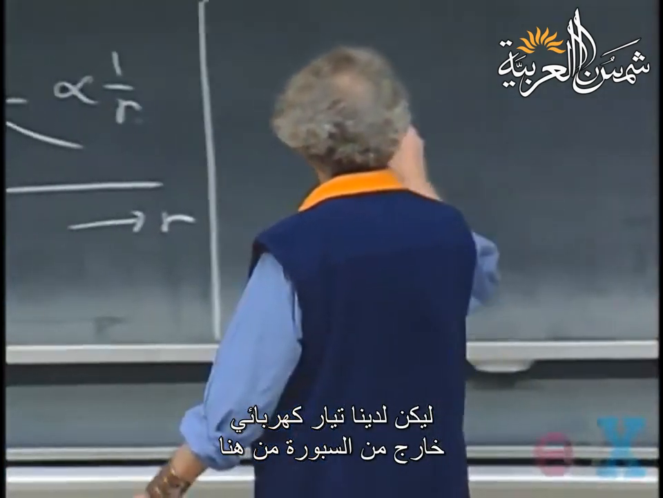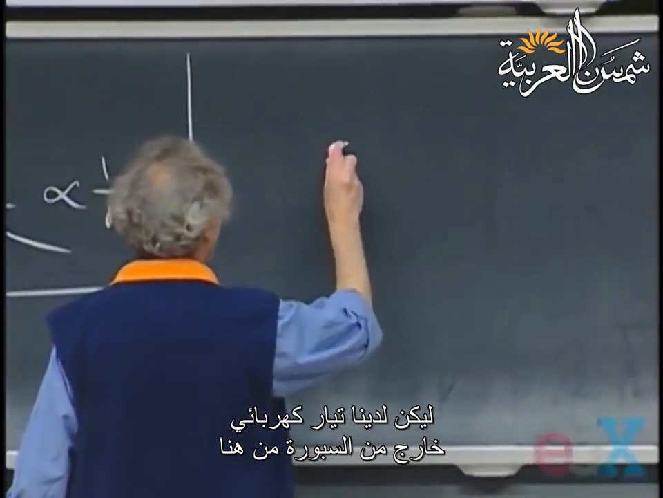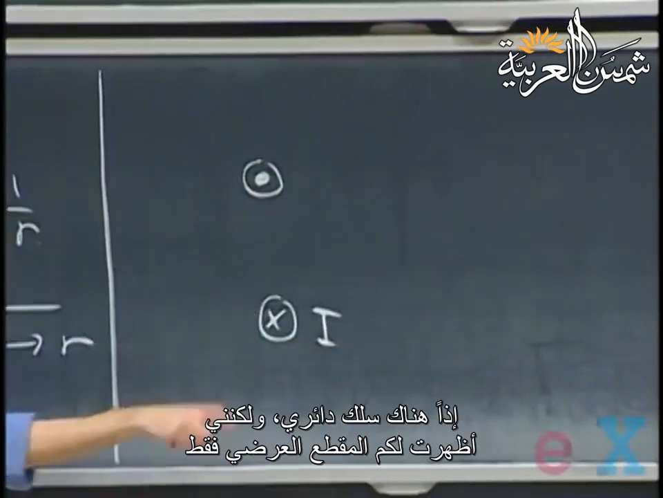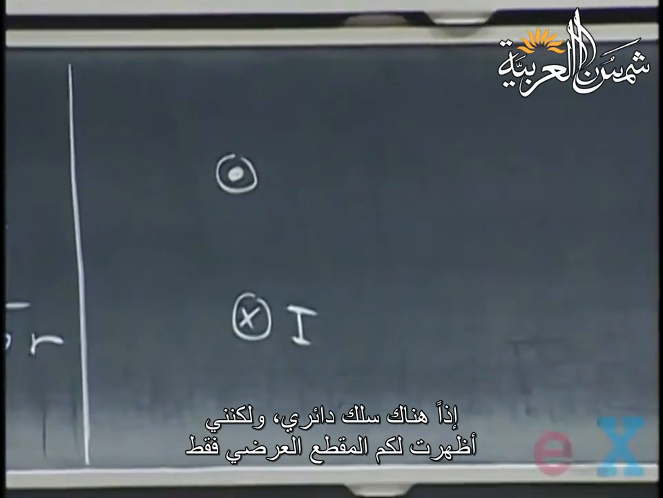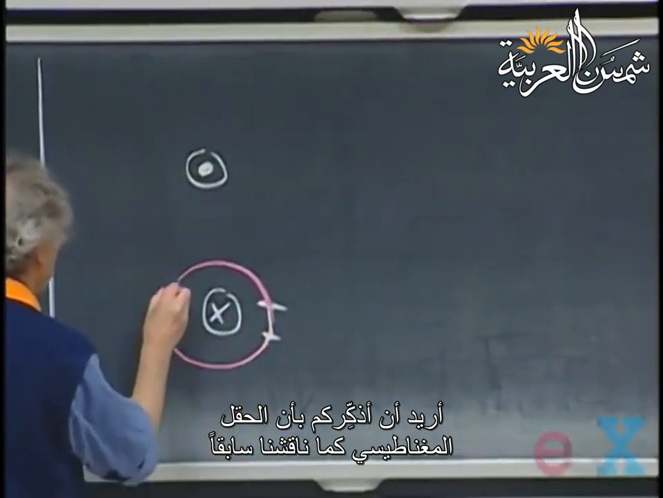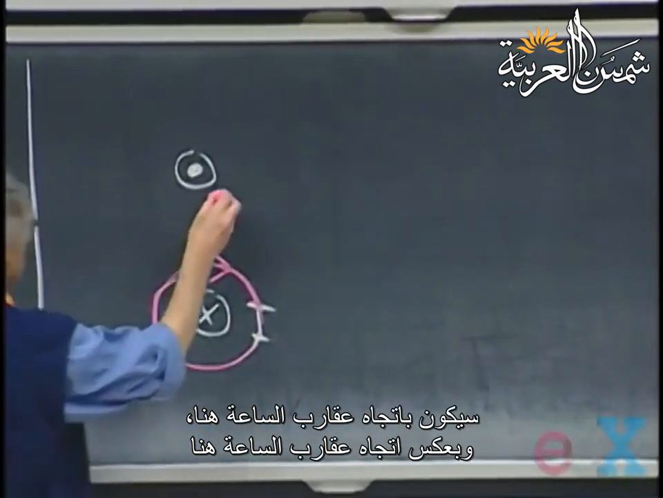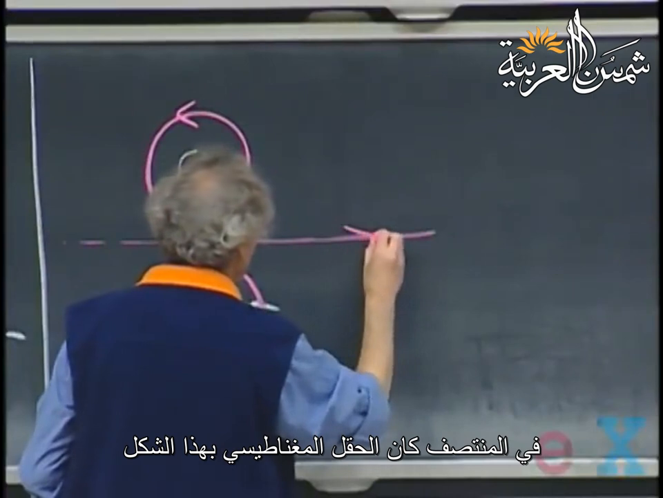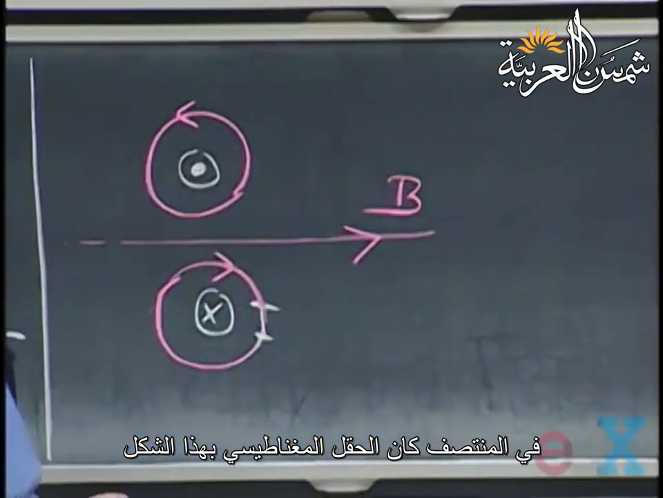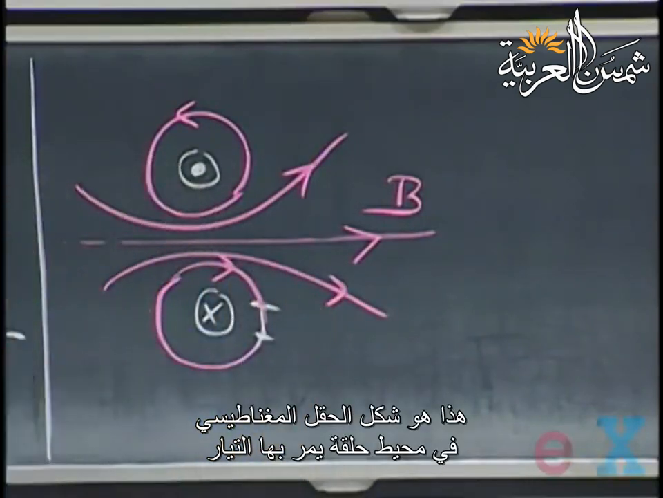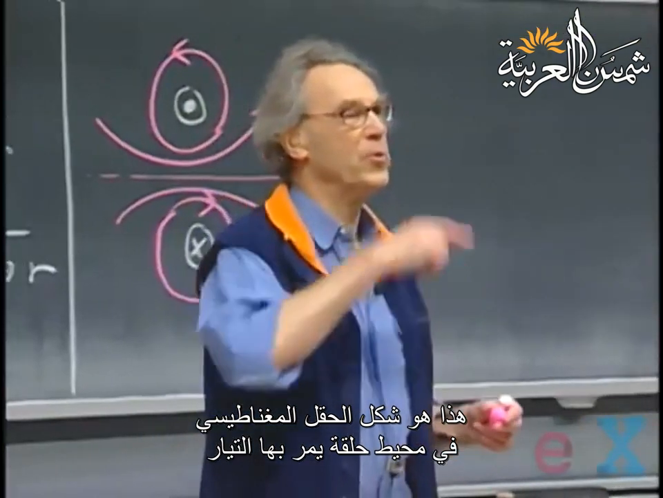I want to remind you that if we had a nice current loop, with current coming out of the blackboard here and going into the blackboard there, so it is a circular wire but I only show you the cross-section, the magnetic field, as we discussed last time, would be clockwise here and counterclockwise here. In the middle, remember, it was like this, and then in between it was like so. That was the magnetic field configuration in the vicinity of a loop through which we have a current going.